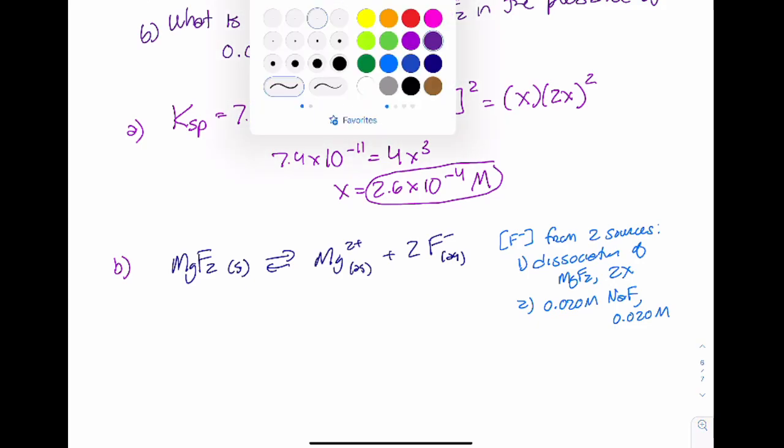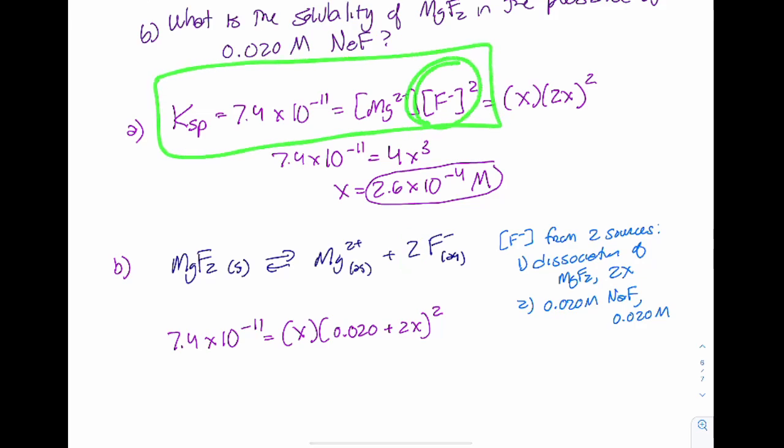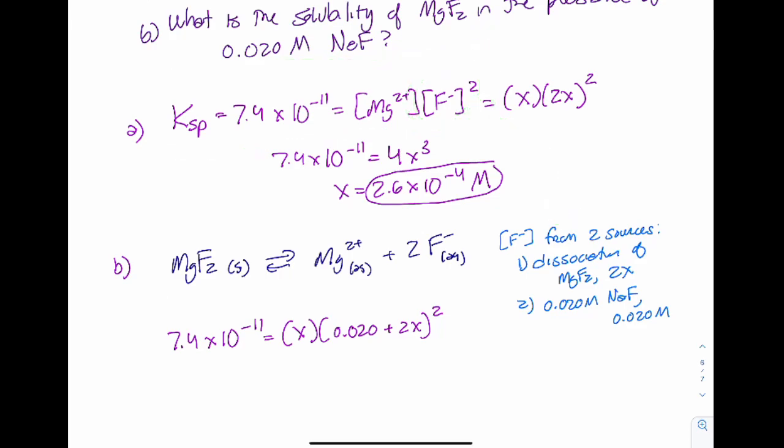So looking at our expression here, my solubility product constant is still the same value because it's still magnesium fluoride, and we're going to assume the same temperature. My concentration of magnesium is still going to be x, and then my concentration of fluoride this time is going to be the 0.020 molar plus 2x. Right, my 2 sources. And then we still need to square that because we still raise it to a power equal to its coefficient. It's still this expression. It's just that this number is coming from those 2 sources. So 2x from the dissociation of magnesium fluoride, and then my common ion that we're adding.